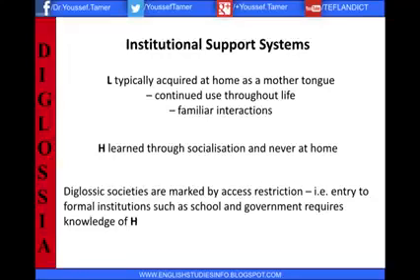There is some kind of restriction of access to a few formal tasks, needs, in the sense that only mastery of the high variety can allow you to access those things. Education, government, administration, and so on and so forth. And that's what we mean by institutional support systems, in the sense that diglossia is reinforced via institutions. Okay? The institutions play a role in reinforcing, consolidating, and supporting the diglossia situation.